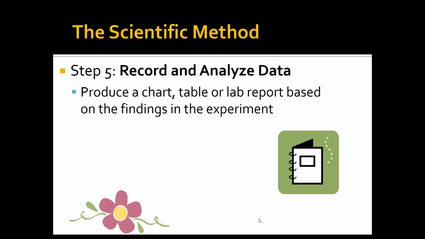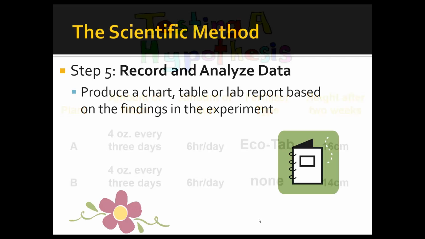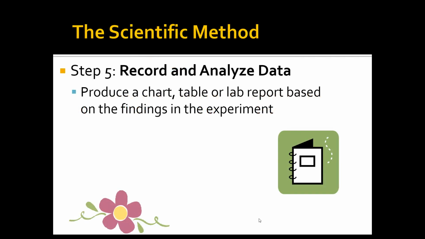So in step 5, you'll actually record the data, which is kind of what we saw in the previous slide, and then you analyze that data. So if this were my data, I would look at it and then I would draw a conclusion based on that. And of course, my conclusion here would be that when fertilizer is added to the plant, it does indeed grow taller. So when you have data, this can be in the form of a chart, a table, a graph, a lab report. We'll see the data in different ways. Mostly in physical science, we're going to use data tables.